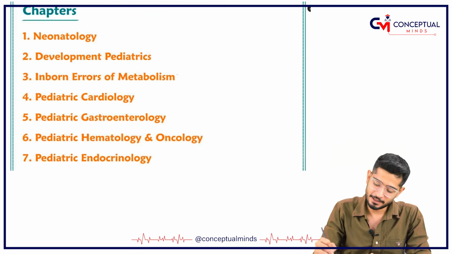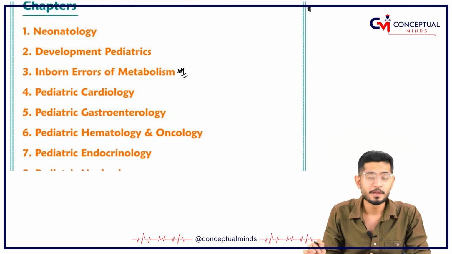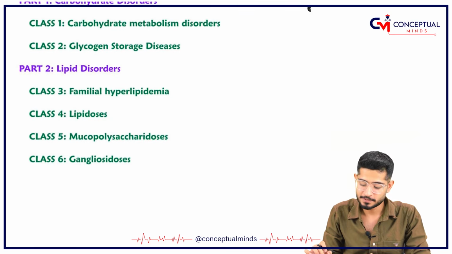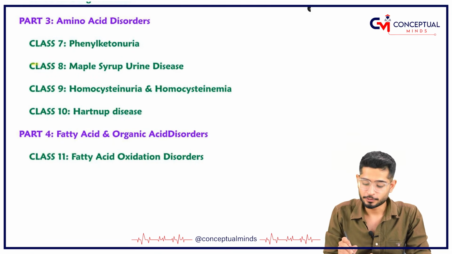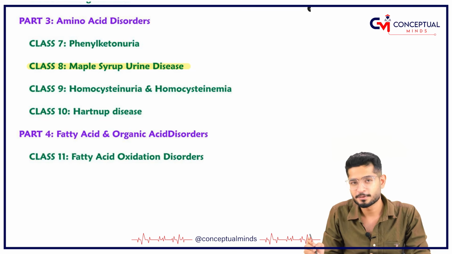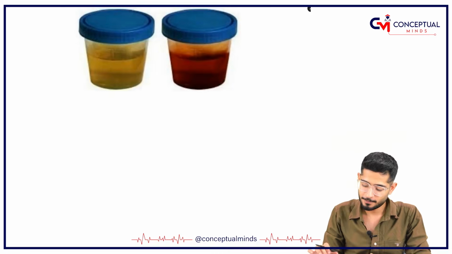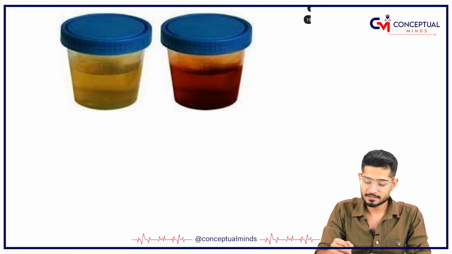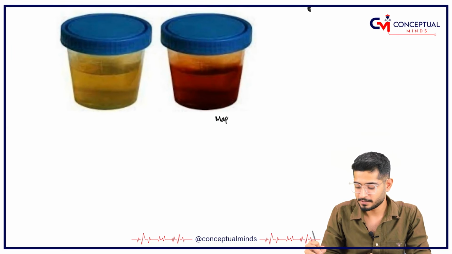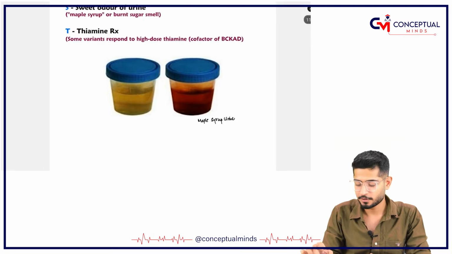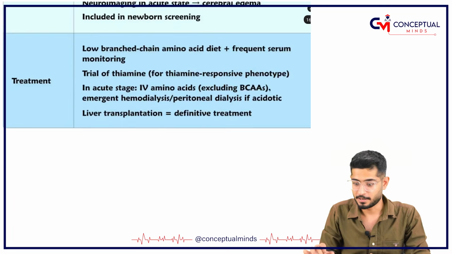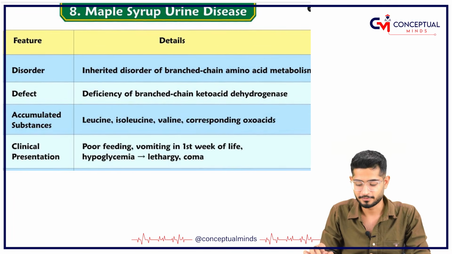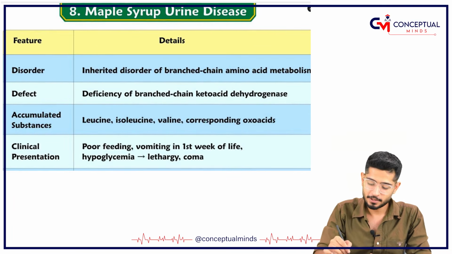So we are discussing the inborn errors of metabolism, right? And in inborn errors of metabolism, this is actually our 8th class, which will be held on the topic of maple syrup urine disease. So before teaching you anything, just see this. This is a maple syrup urine which is there. Of course, maple syrup urine is in fact the most favorite question for biochemistry people and pediatrics people, both of them. So what is maple syrup urine disease?